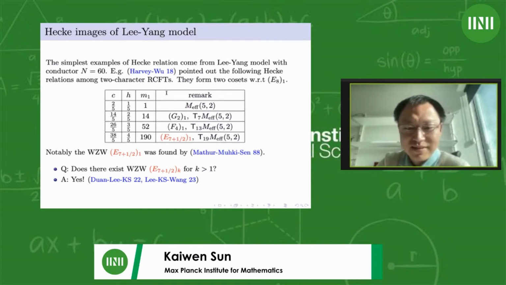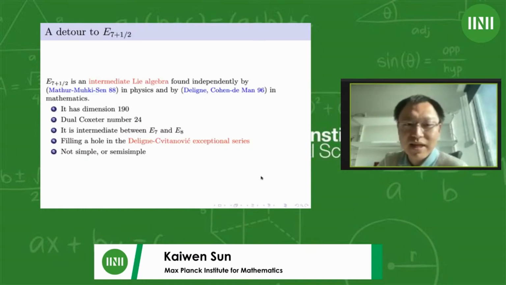It seems that for the last more than 30 years, people didn't know how to define the WZW models for E7.5 for level higher than 1. So previously, the only one known is this level 1 case. I'm happy to say that from last year and this year, we made some very interesting progress on this, such that we can have the WZW models for E7.5 at a higher level. To explain this, I would like to take a detour to E7.5.